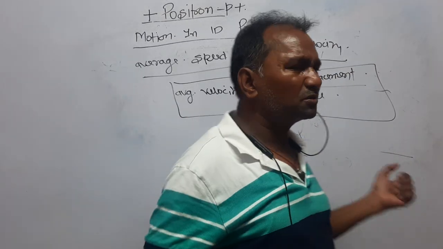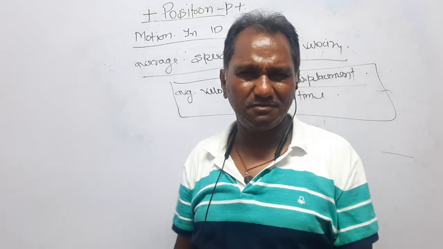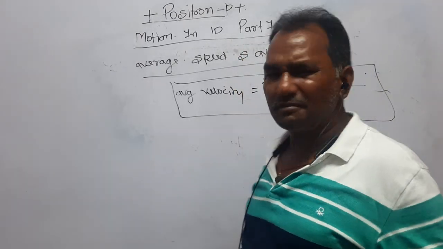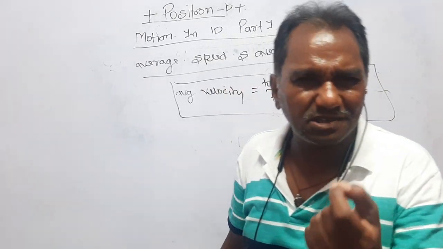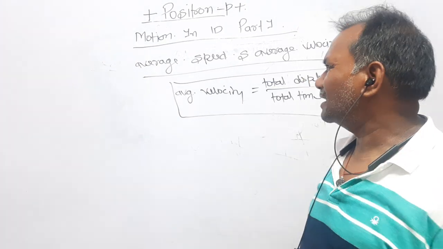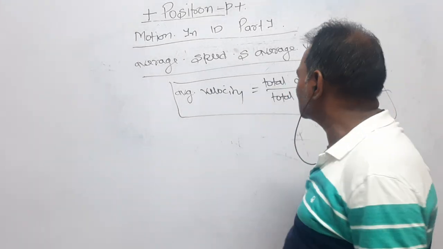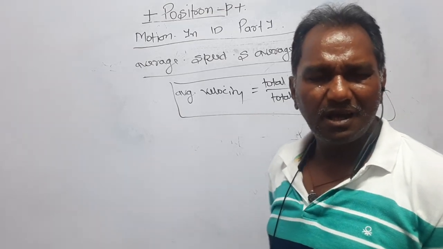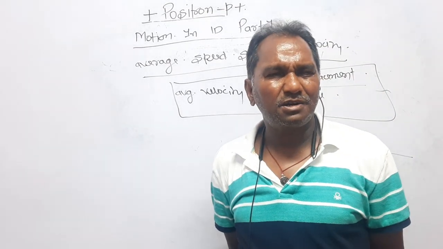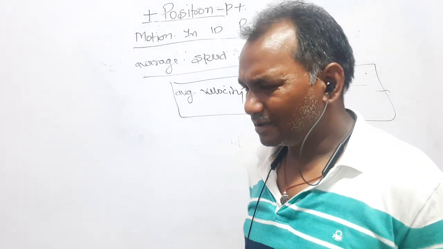Average velocity is total displacement over total time, or average speed is total distance divided by total time. Average velocity is total displacement divided by total time. In a similar way, you can say that average speed is total distance divided by total time.